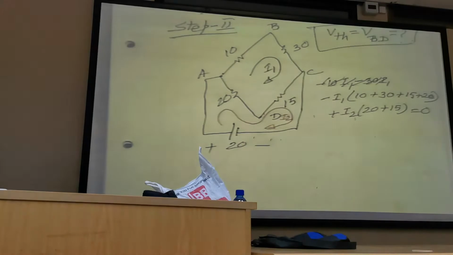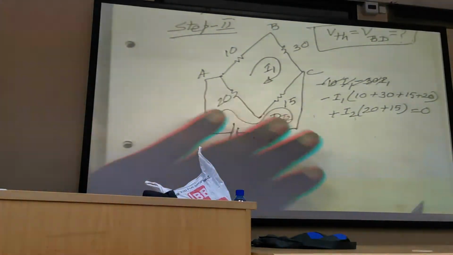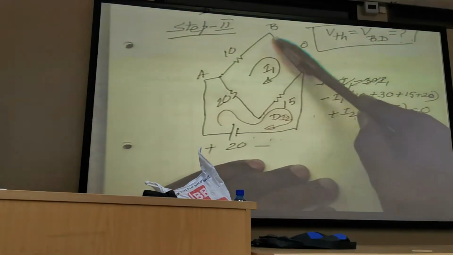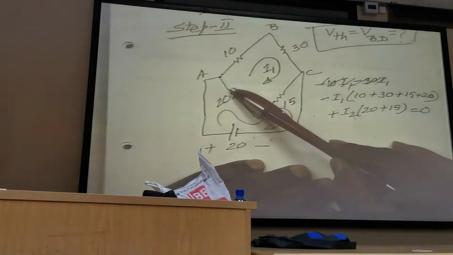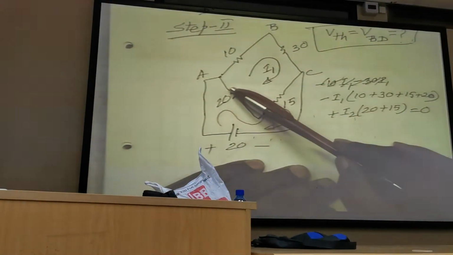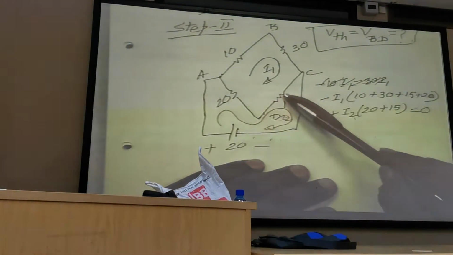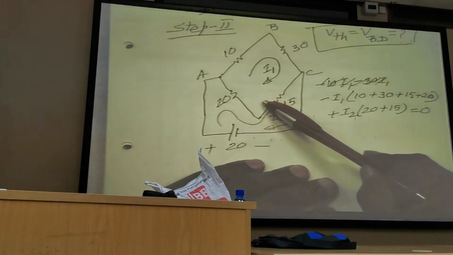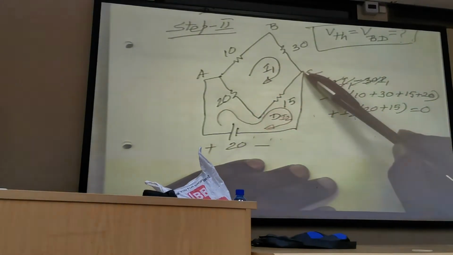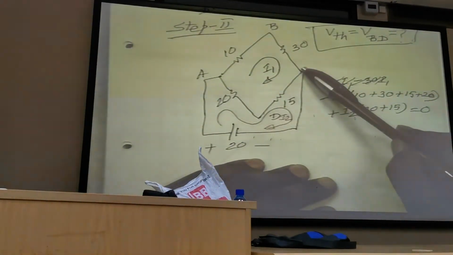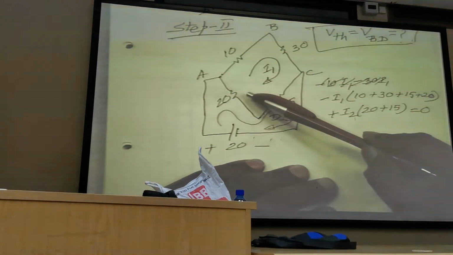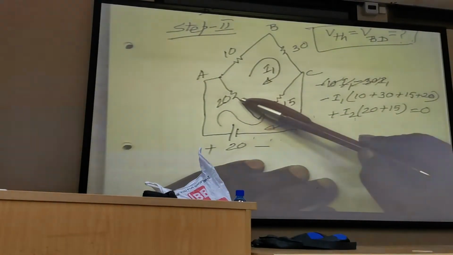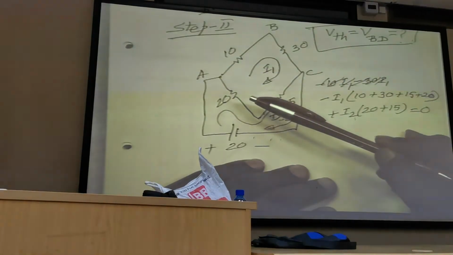Confusion, right? So 10 I1, 30 I1, 15 I1, 20 I1, all are negative. We are in the same direction. But remember, these two resistances have another current flowing through them, I2. This I2 is going that direction. When we are considering this loop, I2 is flowing from there to there, but we are traveling this way. So that is opposite, that is voltage rise. That is I2 times 15 plus 20. Clear? Yes, sir.